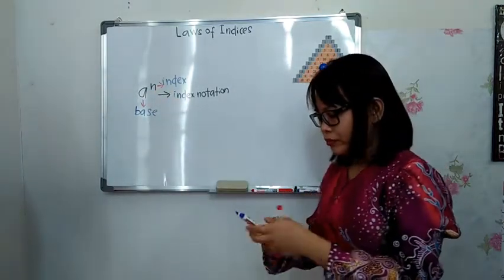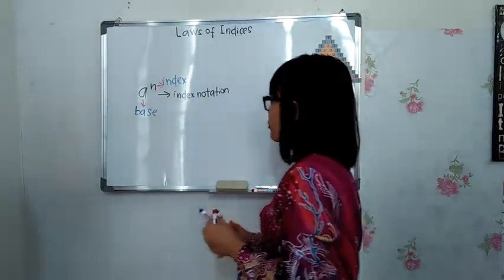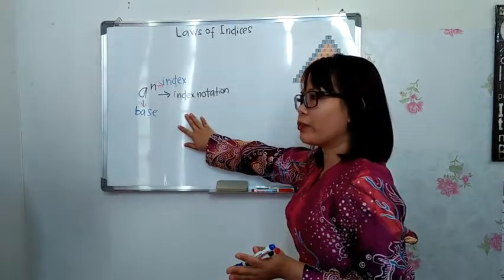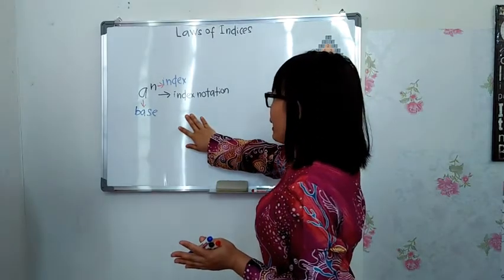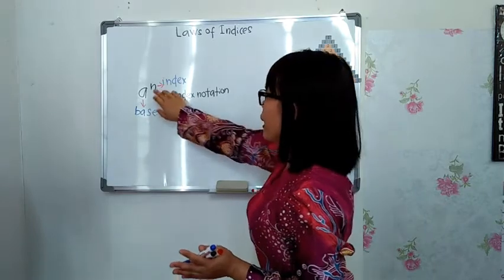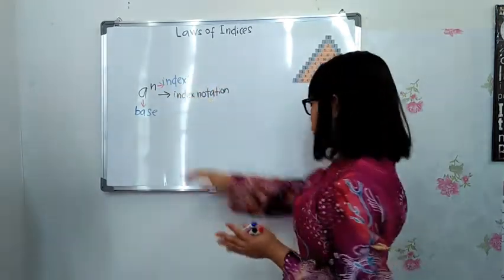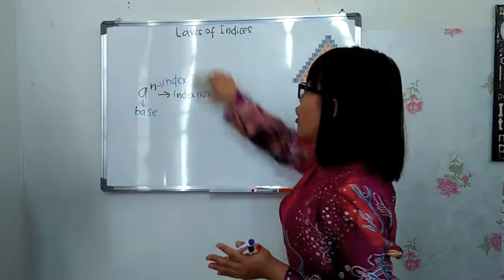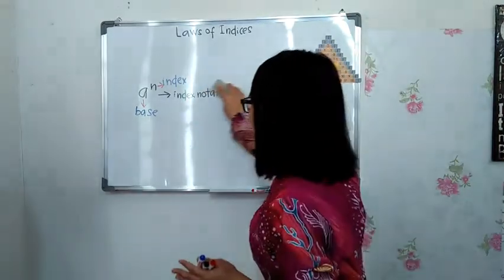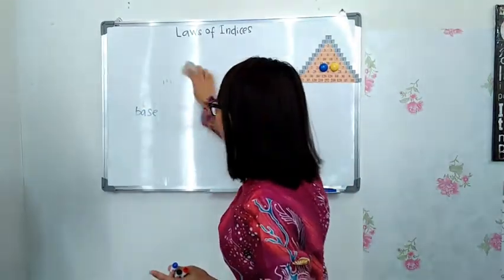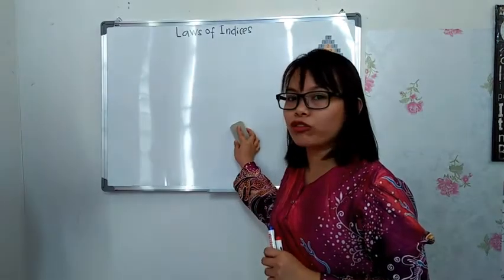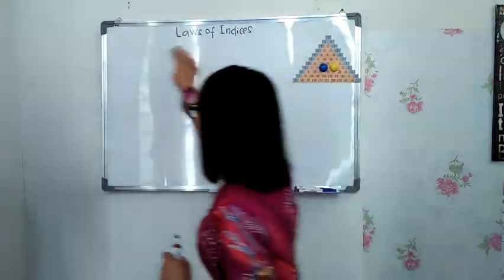Okay, this is what we learned in the last topic, where we find index notation, where A is base and n is index. Today we learn about the laws of indices in chapter 1, form 3. Today we're going to learn the basics of the laws of indices.